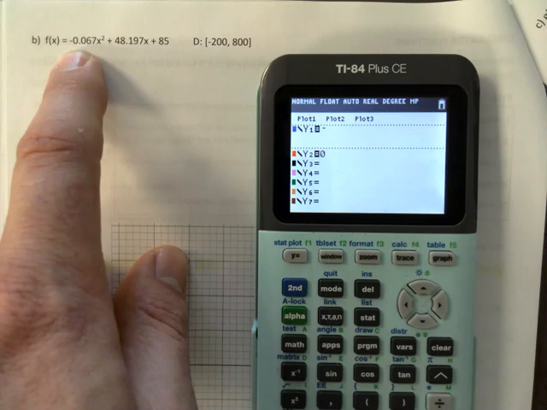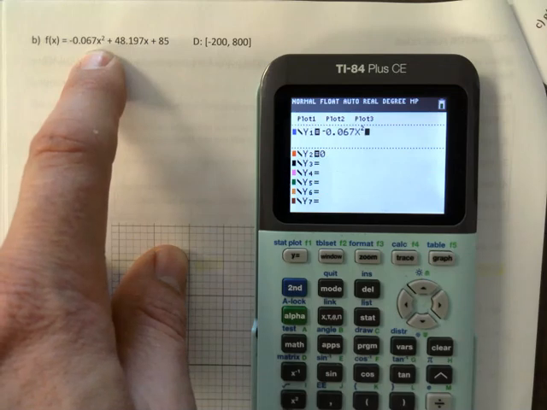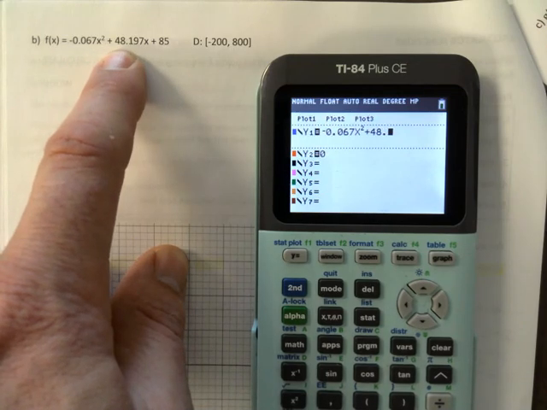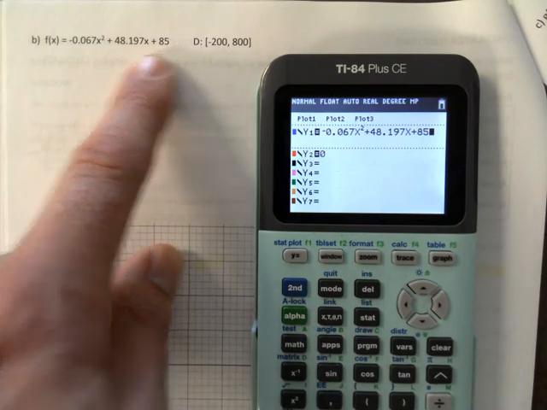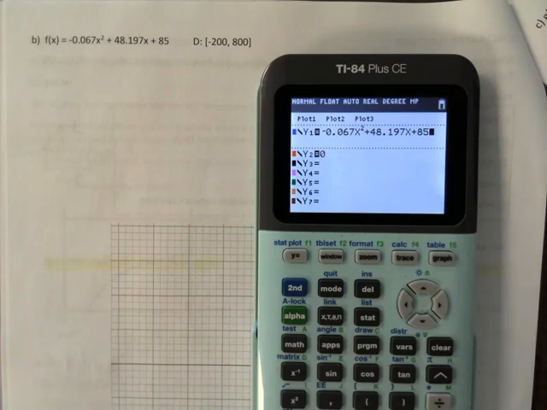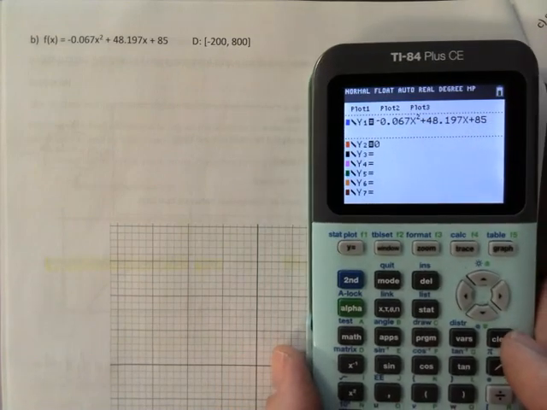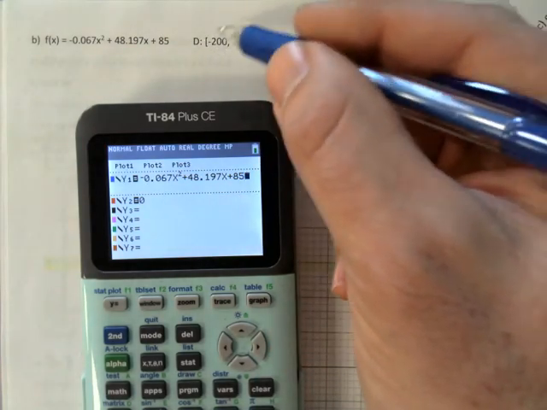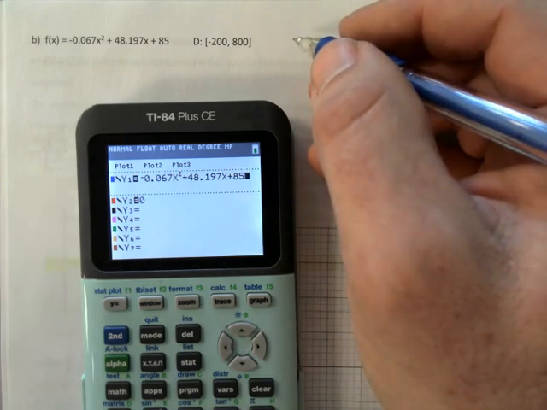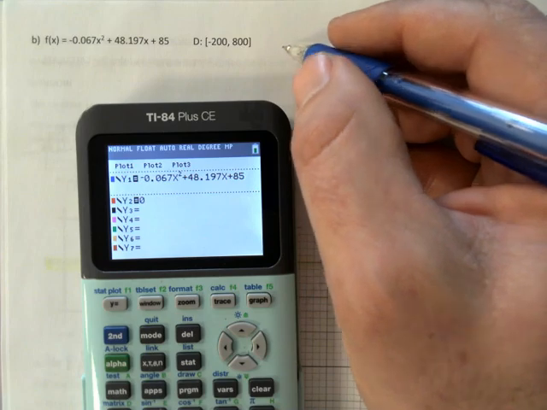This is negative 0.067 x squared, yeah, plus 48.197x. You type it in exactly the way you see it. The province will do 3 decimal places sometimes, maybe even 4. Okay, but don't let that throw you off. You have a calculator to do this. You may ask, what is this? Don't worry about that too much. Sometimes I use it, sometimes I don't. I'm gonna do without this time.